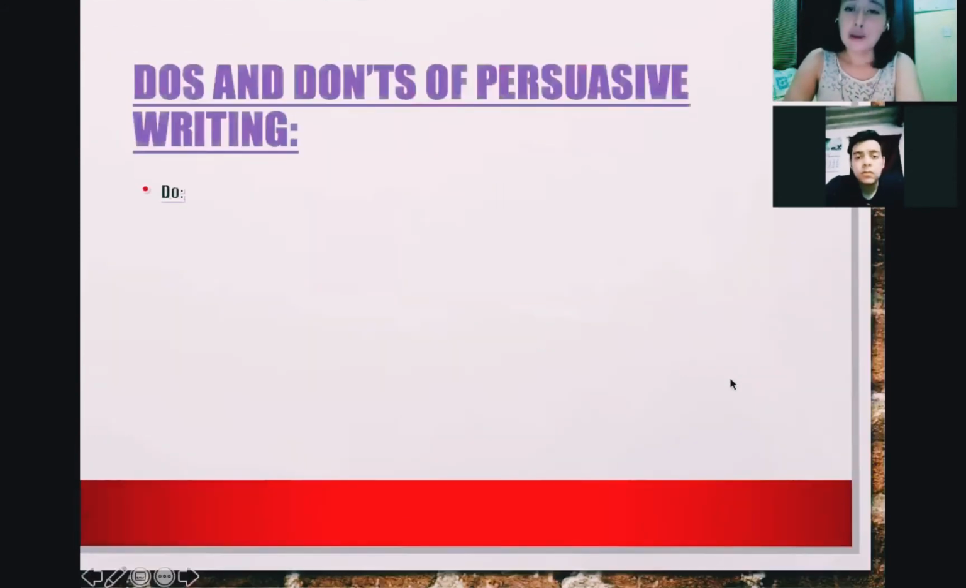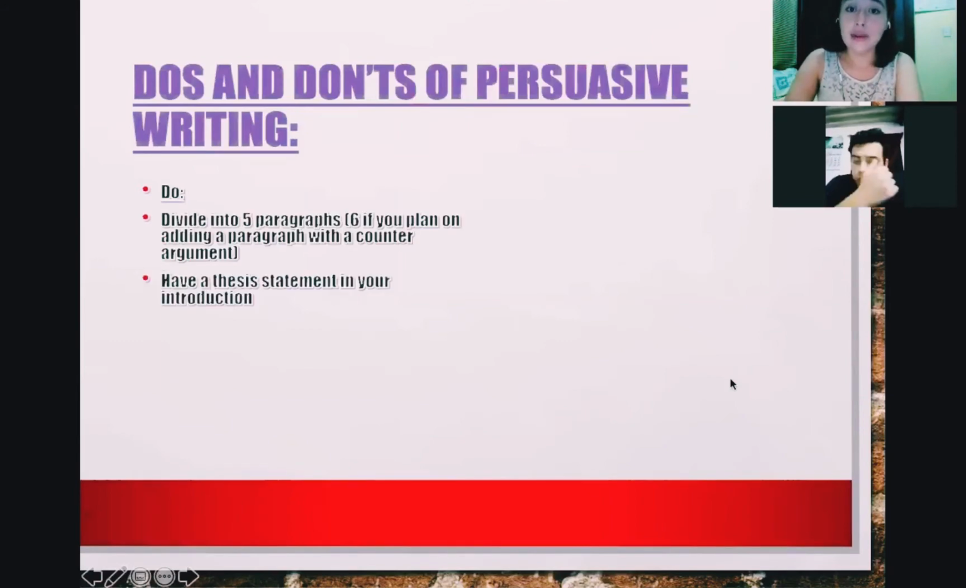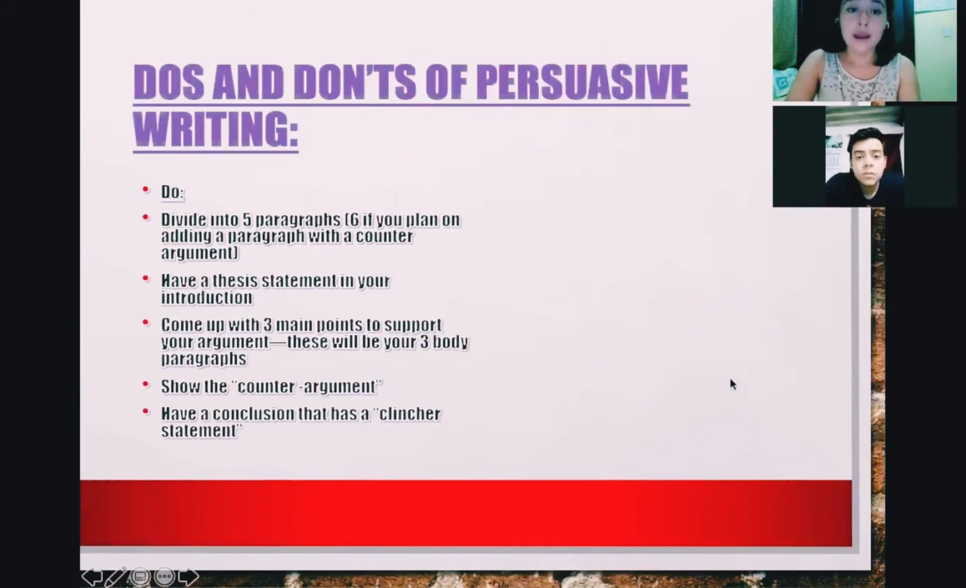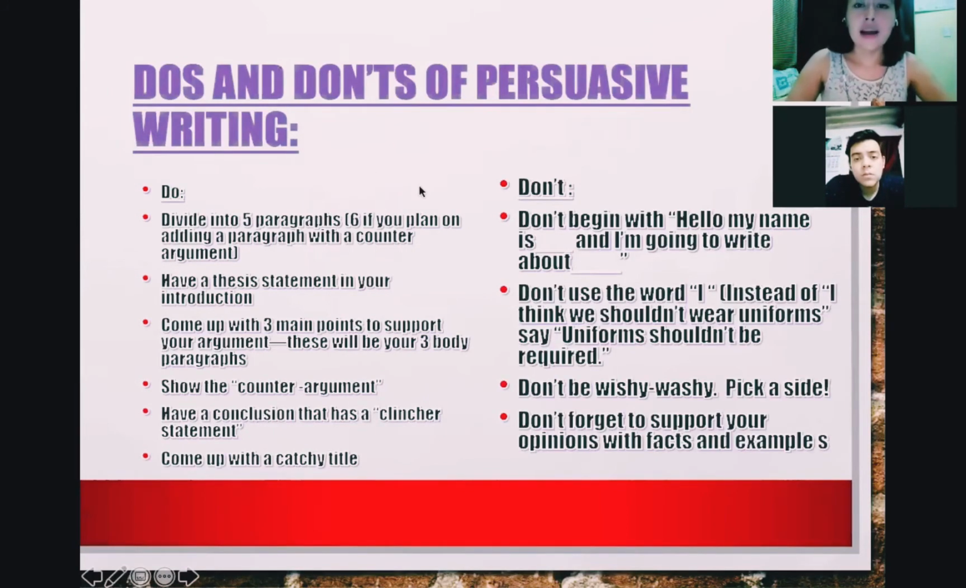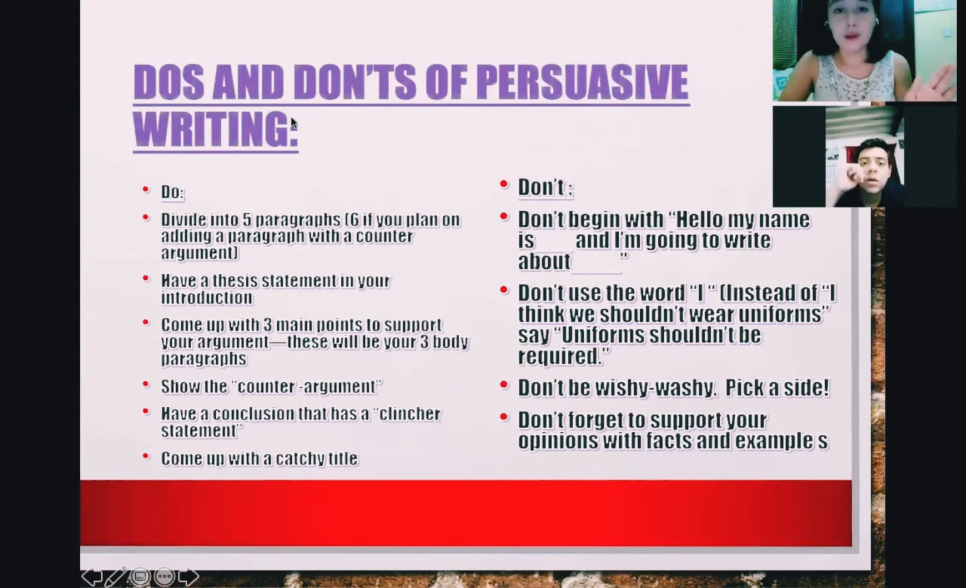Now, you have to remember the things that you have to do and the things that you cannot do in an essay. So we have these things, and I'm going to read just one, and then you can read the rest. You have to divide into 5 paragraphs, or 6 if you plan on adding a paragraph with a counter-argument. So it's up to you if you want to add a counter-argument. Then you have to remember that you need a thesis statement in your introduction, and you have to come up with 3 main ideas to support your argument. So these will be your 3 body paragraphs.